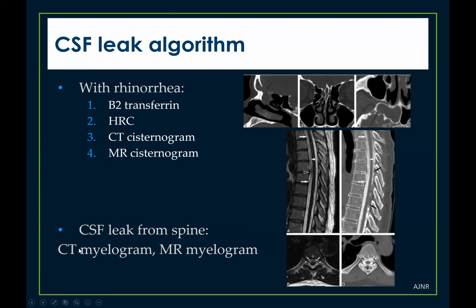And remember that CSF leak may also come from the spine. Those bone spurs may tear the dura and then cause CSF leak here, shown accumulated around the thecal sac by CT myelogram and here MR myelogram.